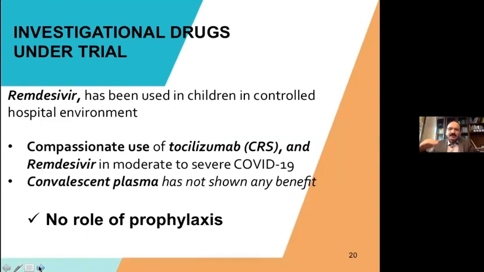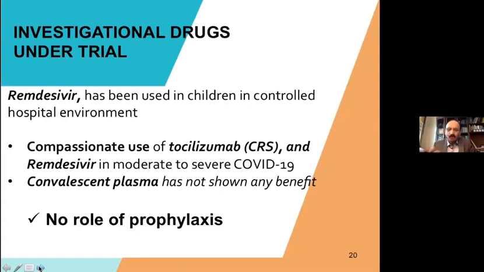There are certain drugs which are often talked about, and it's important to mention to you that remdesivir has been used in children in controlled hospital environments worldwide. Compassionate use of remdesivir and tocilizumab is allowed in certain settings, as long as they are not used by a general practitioner or a pediatrician at home or in a setting which is not really geared to look after children with COVID-19.